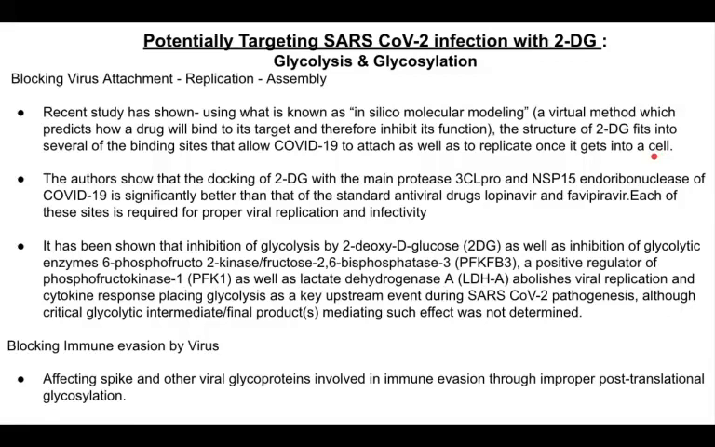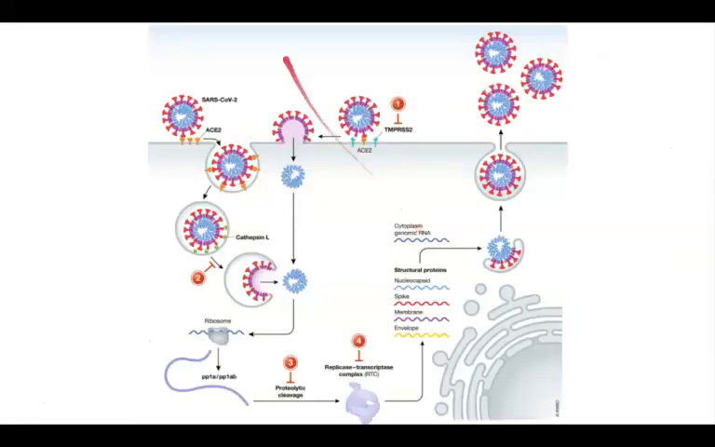The authors of this paper show that docking of 2-DG with the main protease 3CL-Pro and endoribonuclease of COVID-19 is significantly better than that of standard antiviral drugs, lopinavir and favipiravir. Each of these sites is required for proper viral replication and infectivity. So we'll go on to an image. We are talking about blocking viral attachments.